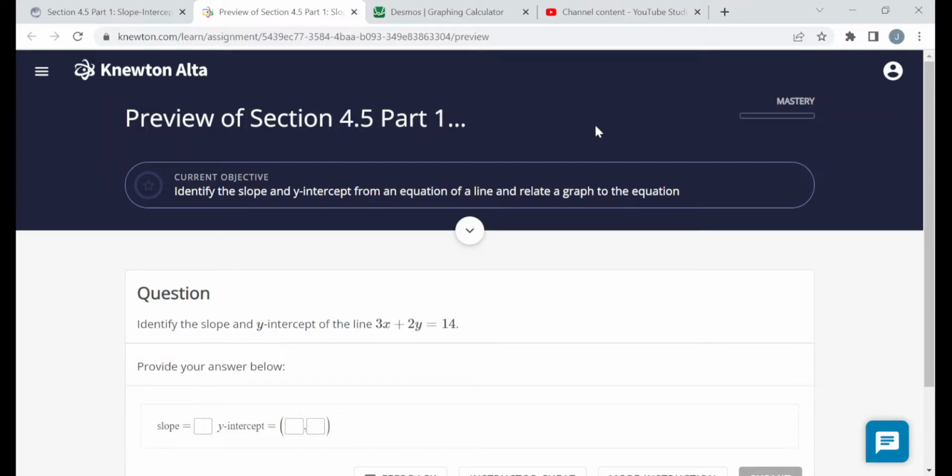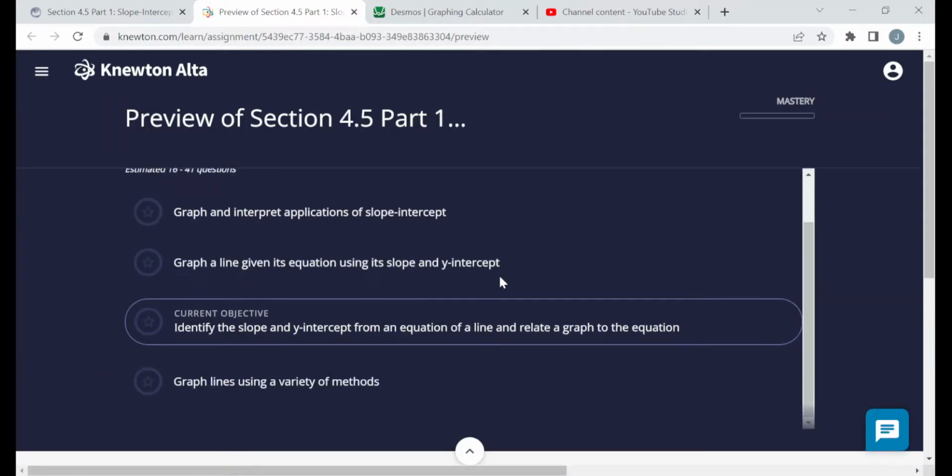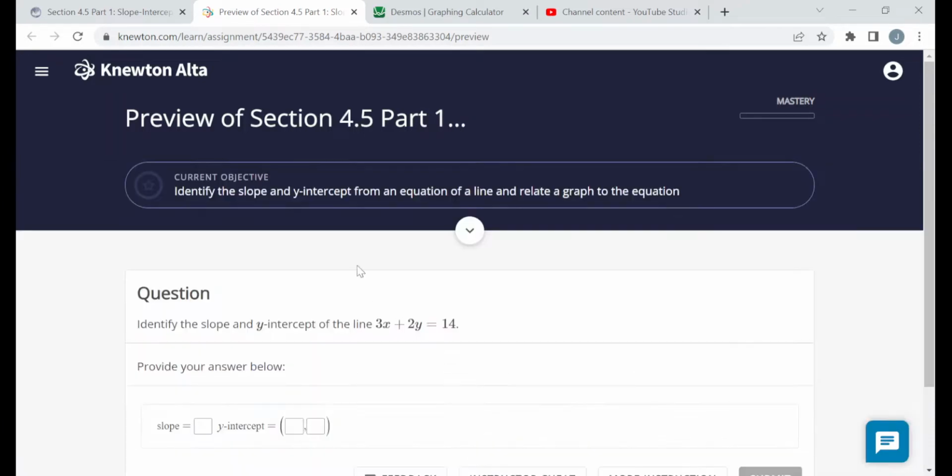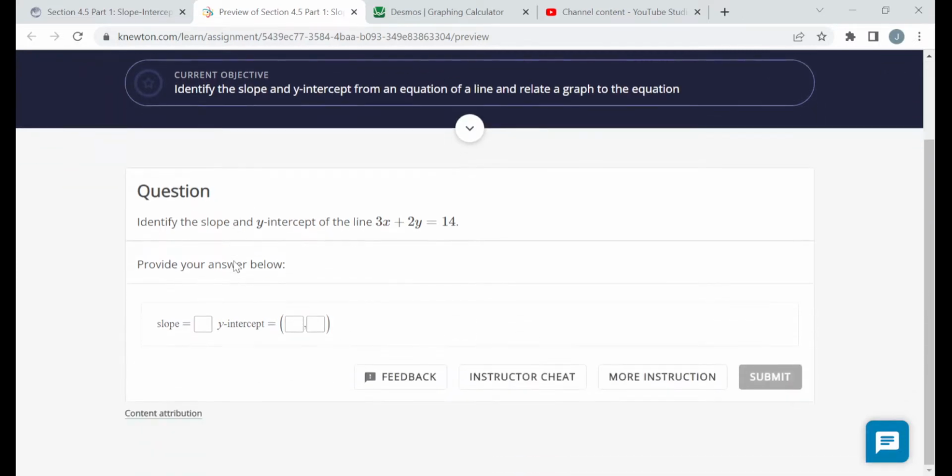On the assignment page you should be seeing the title, the mastery bar telling you how far along you've gotten, and the objectives. Looks like there are 4 objectives for this assignment. Under the current objective, there should be a question related to that objective. And at the bottom of each question, you should see a feedback button where you can send feedback to Knewton if you wish. You will not have this instructor cheat button. This is for instructors only.